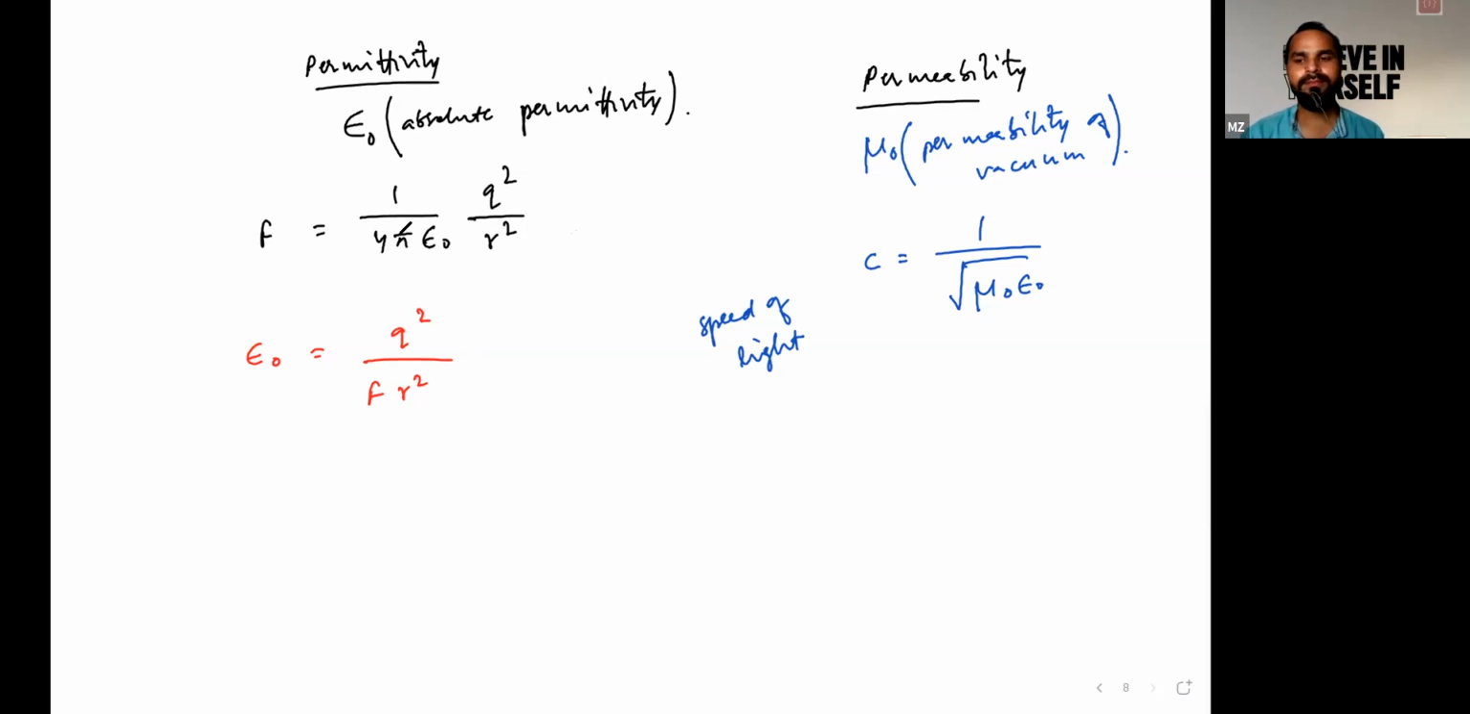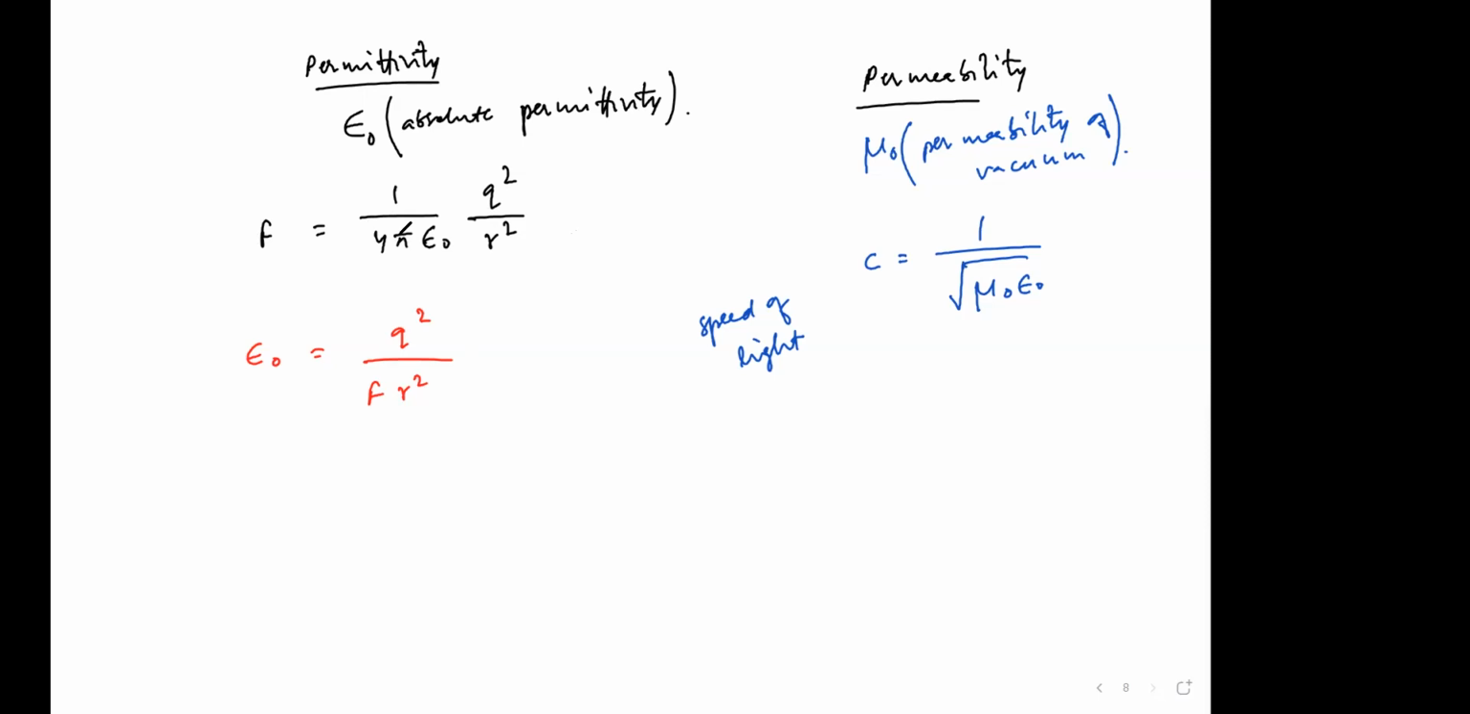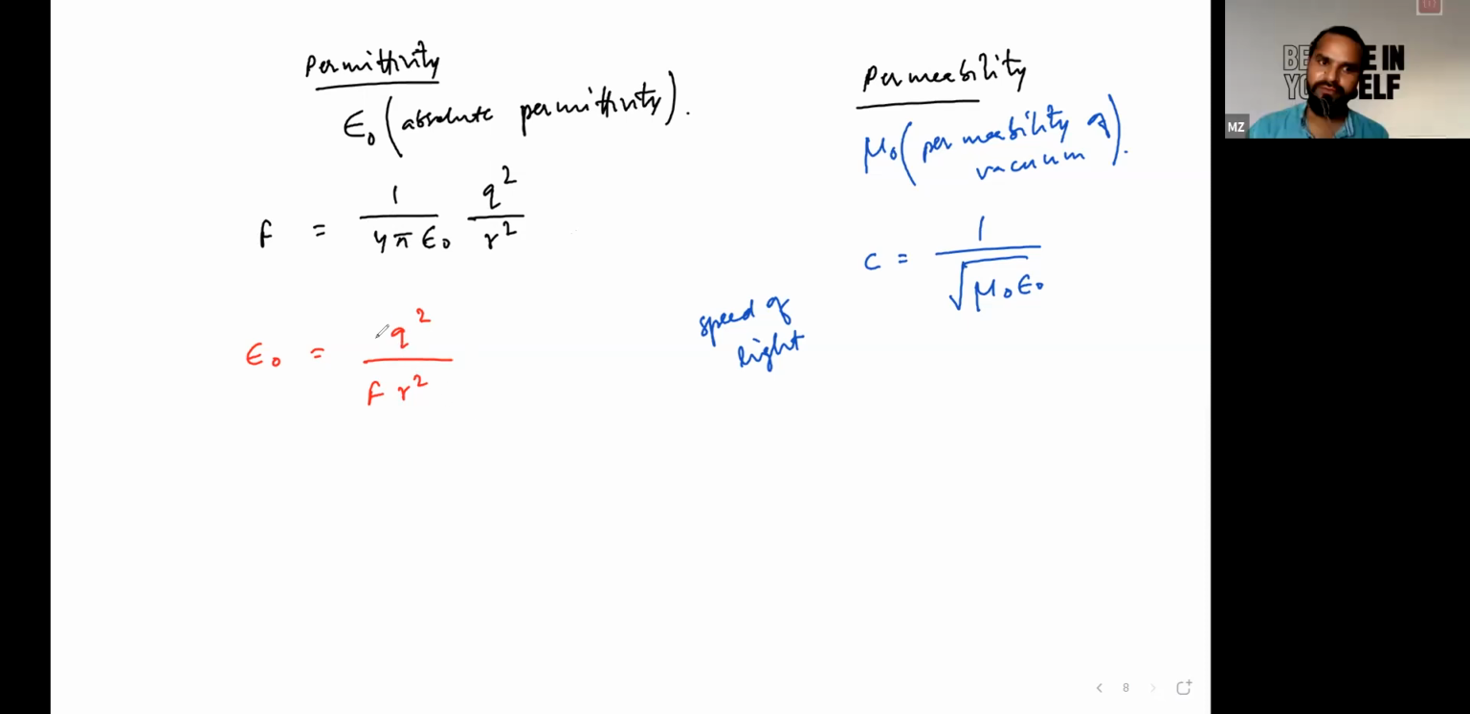Done? Is it clear? Yes, sir. Okay. Now we have the dimension formula for charge, force, and radius. Just put them in and simplify it. Good, Ifra.